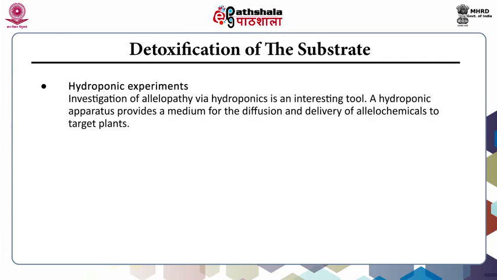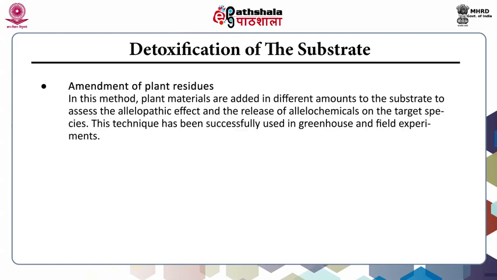Coming to the hydroponic experiments. Investigation of allelopathy by hydroponics is an interesting tool. A hydroponic apparatus provides a medium for the diffusion and delivery of allelochemicals to target plants. Amendment of plant residues: in this method, plant materials are added in different amounts to the substrate to assess the allelopathic effect and the release of allelochemicals on the target species. This technique has been successfully used in greenhouse and field experiments.